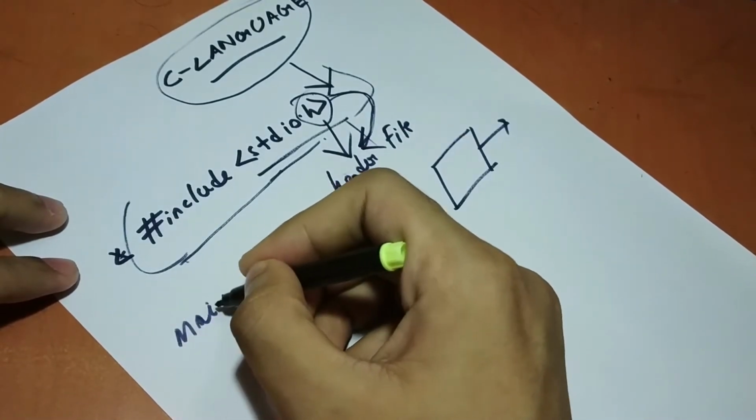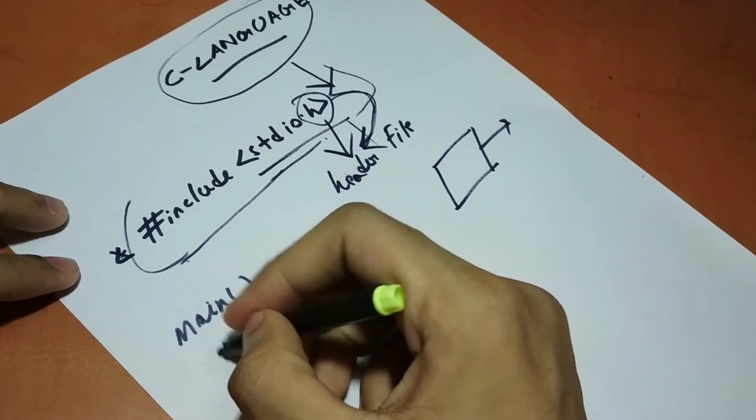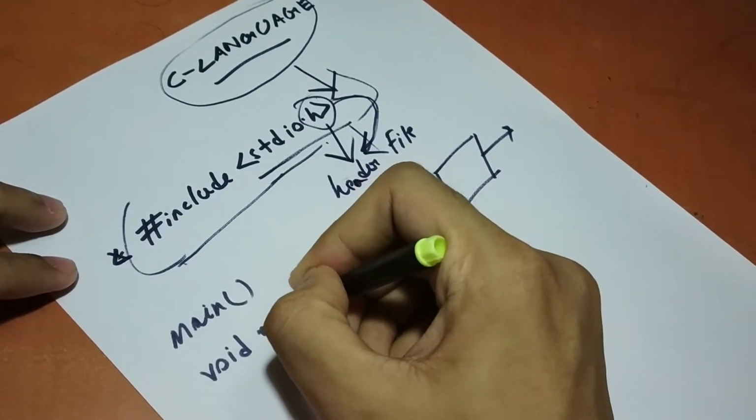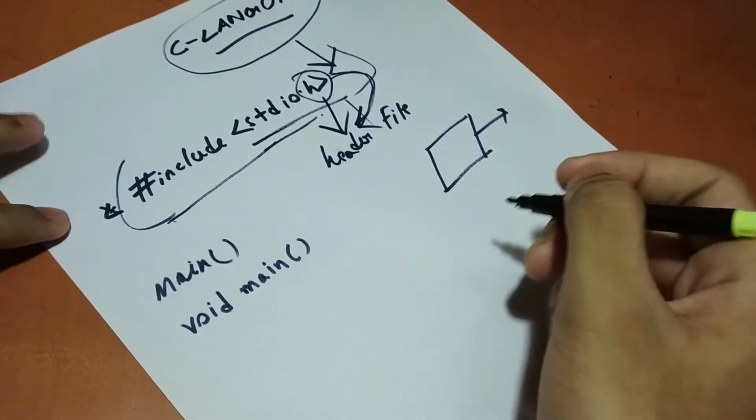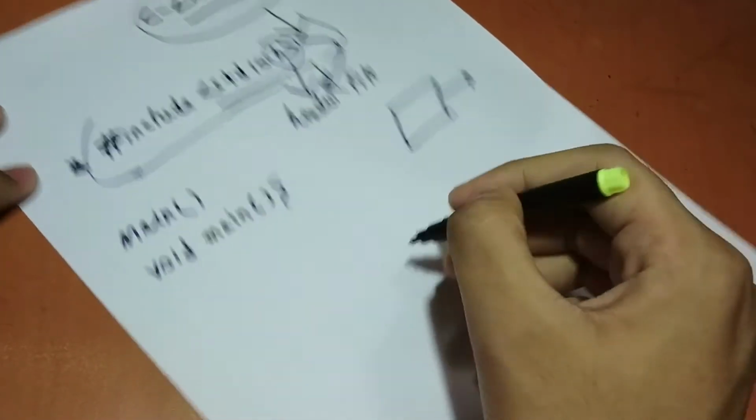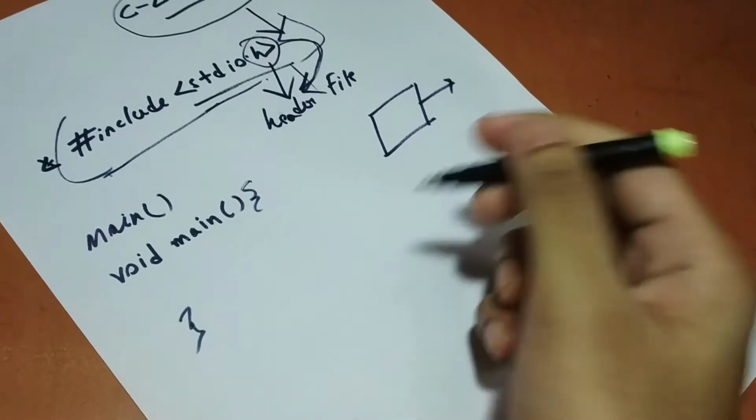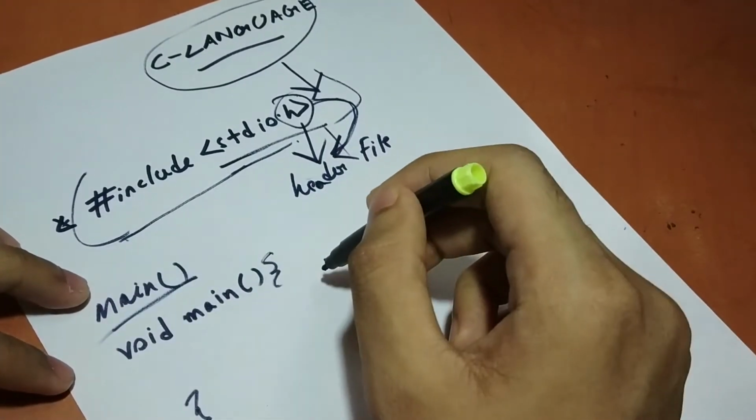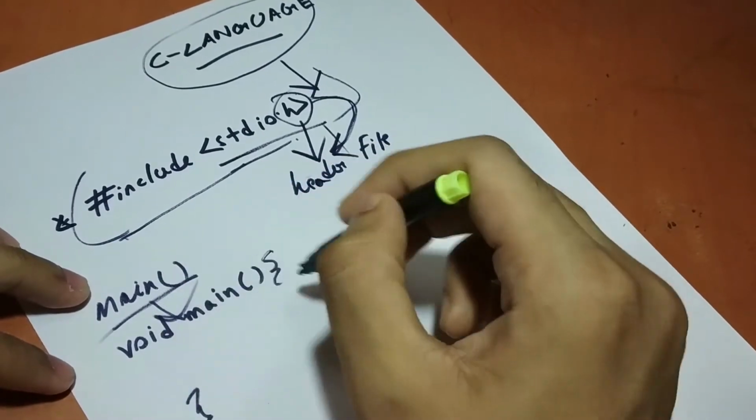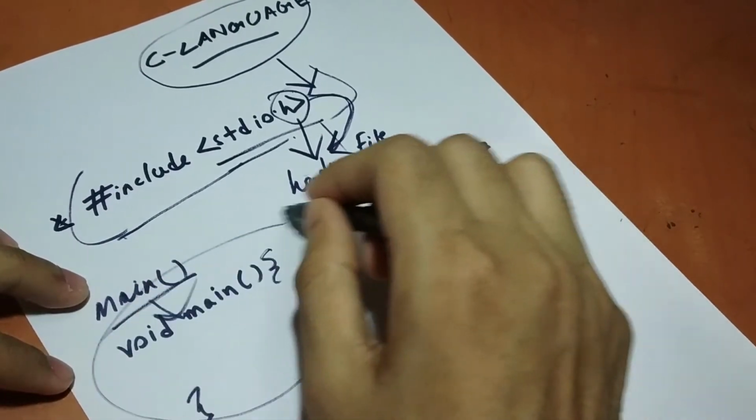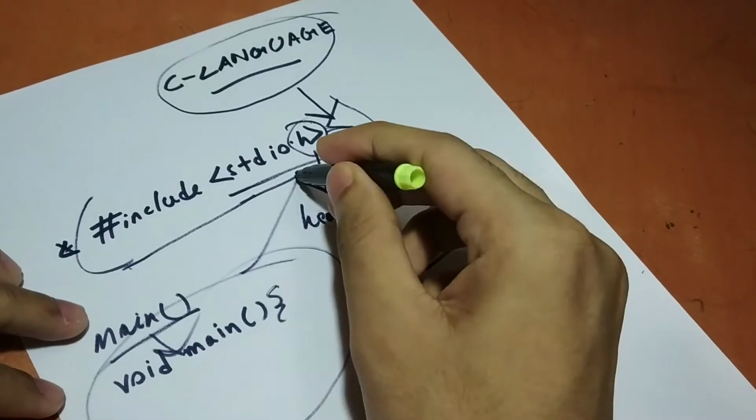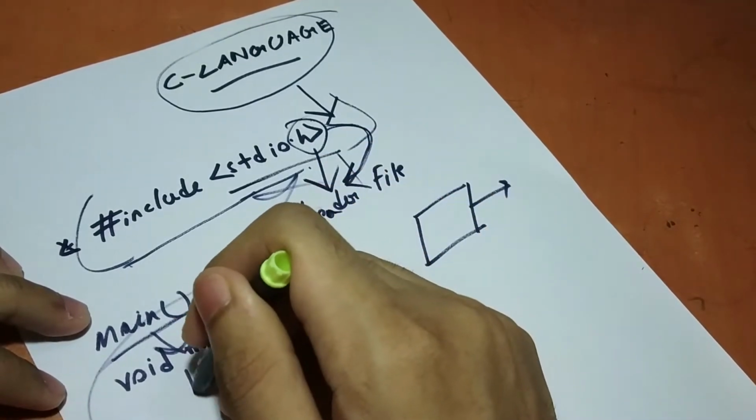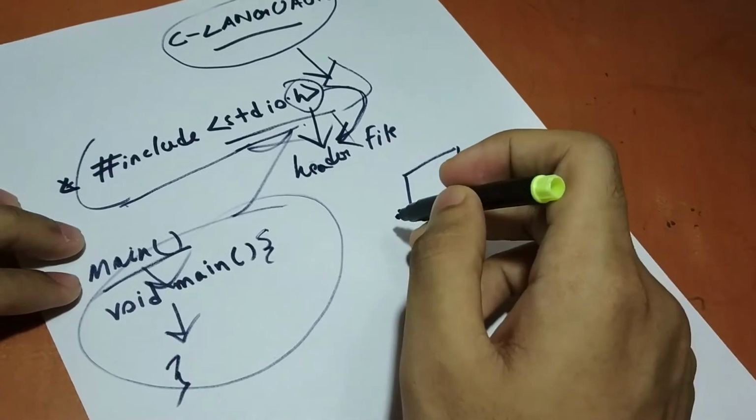Next comes something that we call main, or more specifically void main. So what is this thing? Main, or void main, is an inbuilt function which is also defined in this header file.